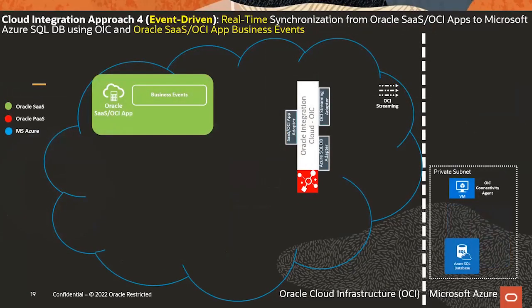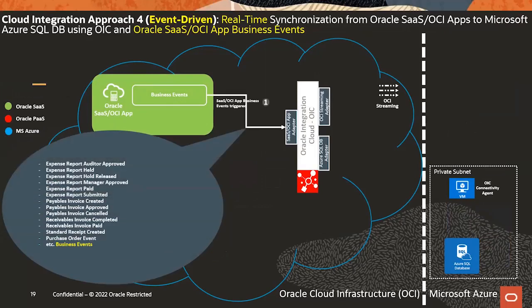A fourth approach is, I call it event-driven. So as you know, many of our CX, HR, and ERP applications, SaaS applications, and even the E-Business Suite or JD Edwards applications that are, let's say, deployed on OCI, those applications have the capability with our native adapters to trigger business events, right? So they can trigger an integration whenever a business event occurs in that application.